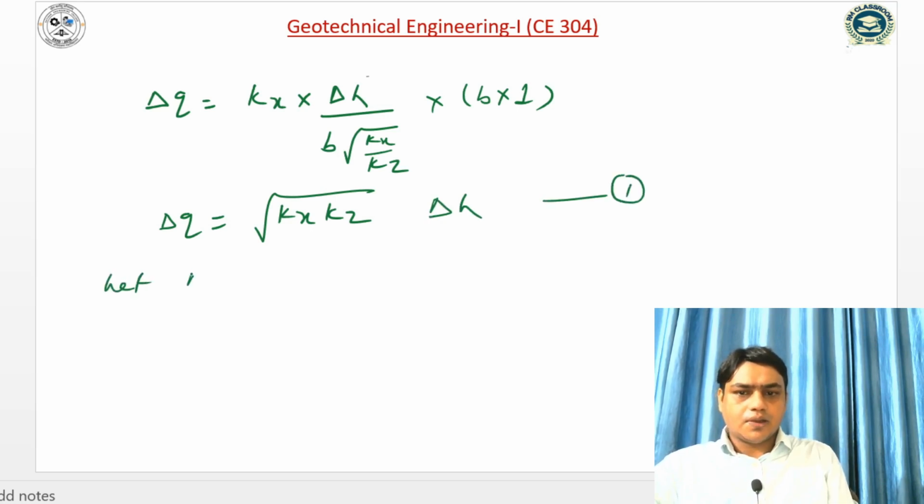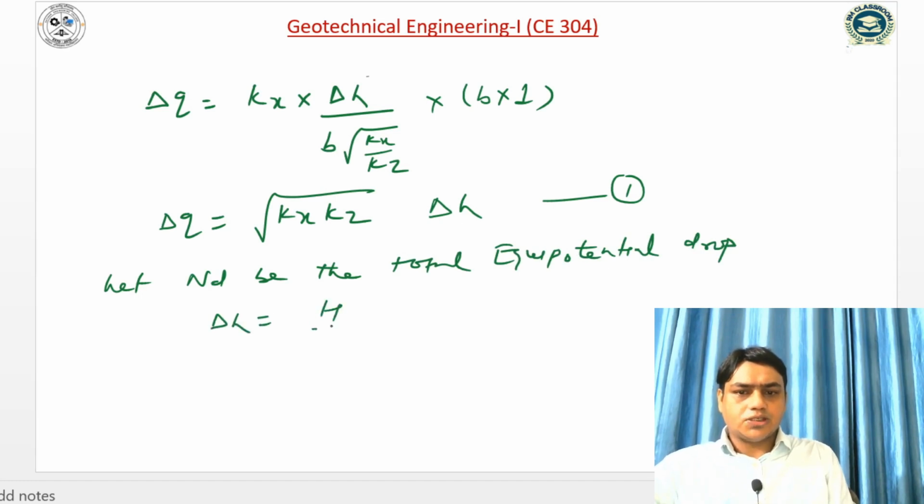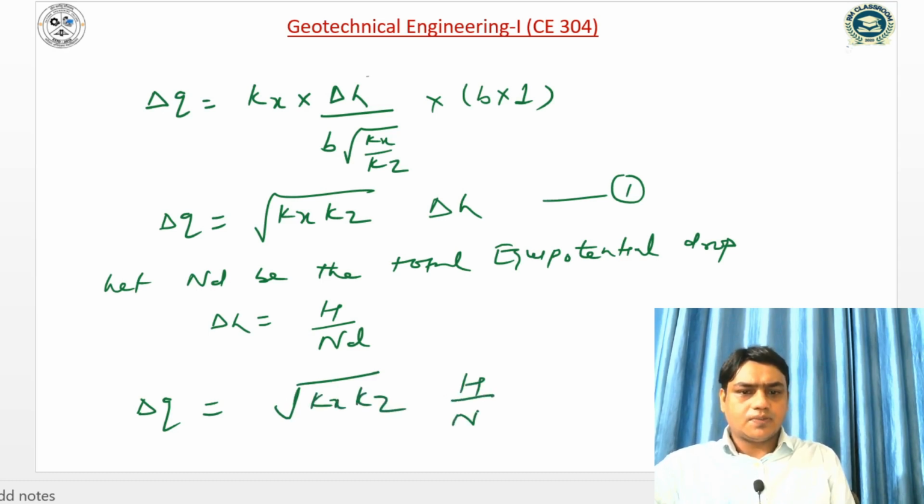Let nd be the total number of equipotential drops, so we can write delta h is equal to h by nd. Put the value of delta h in equation 1, so delta q is equal to the square root of kx into kz, into delta h, which is h by nd. This is equation number 2.